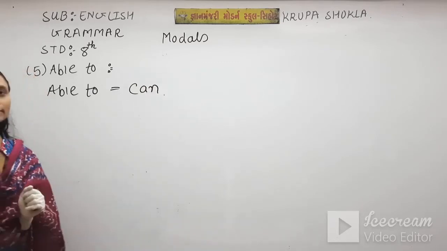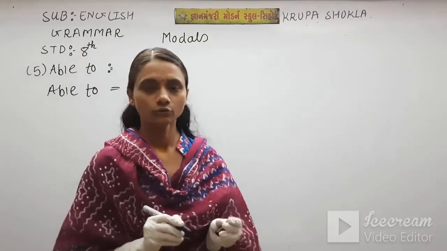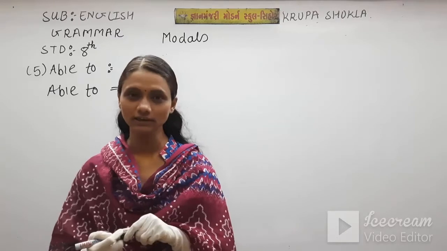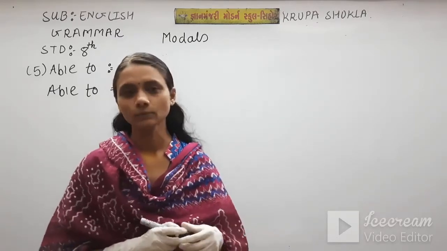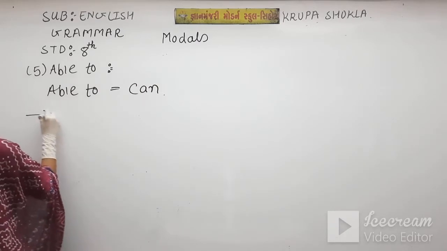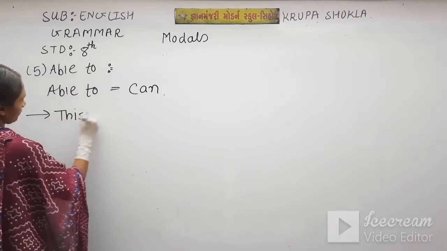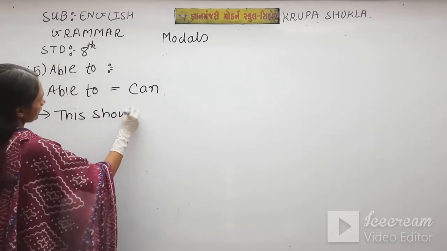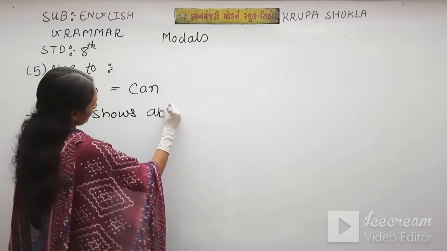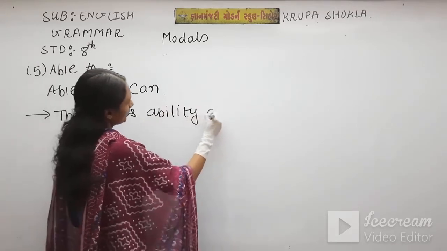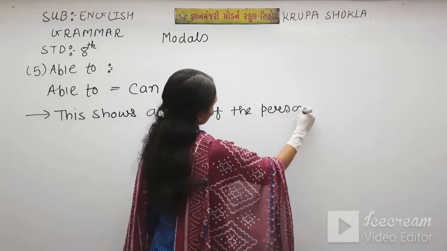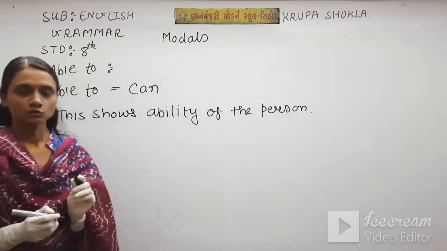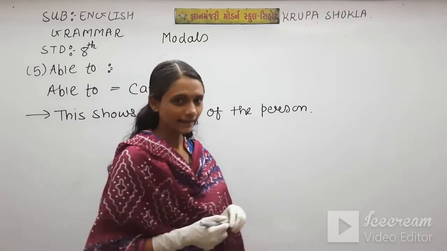It means able to is also used to suggest ability. Just like can, able to shows the ability of the person. So what is the difference between can and able to?